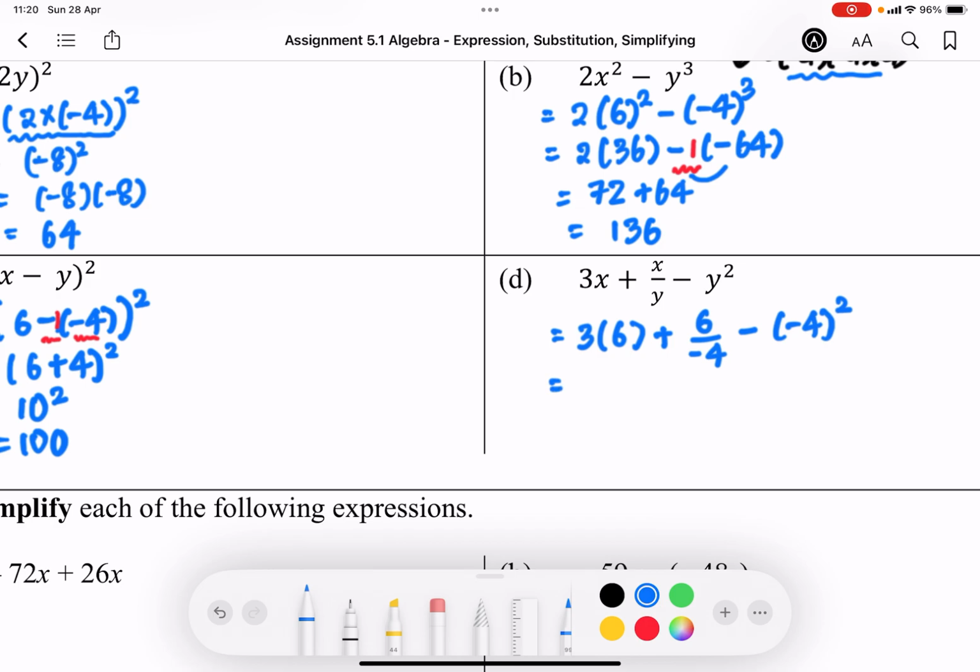So now we have 18 here. Now this is like positive times 6 over 4, which is a negative term. So I can write it as something like this. Minus, here this negative 4 whole thing squared will give us 16. So it is 16 here. Next is 18 minus 3 over 2 minus 16. So as a result, we get negative a half.